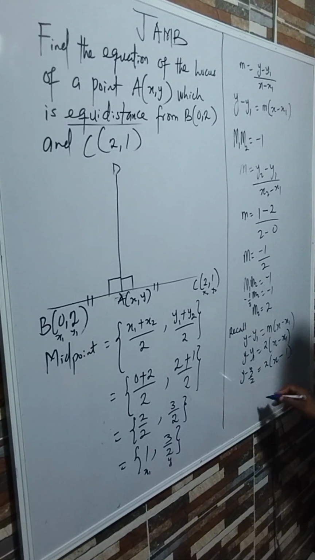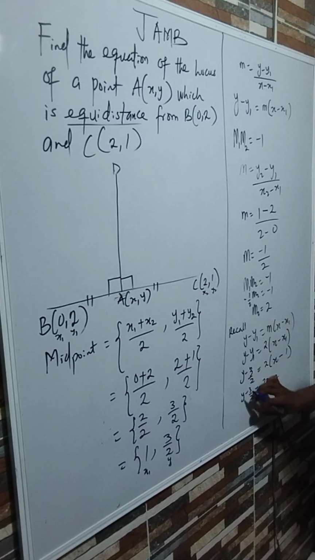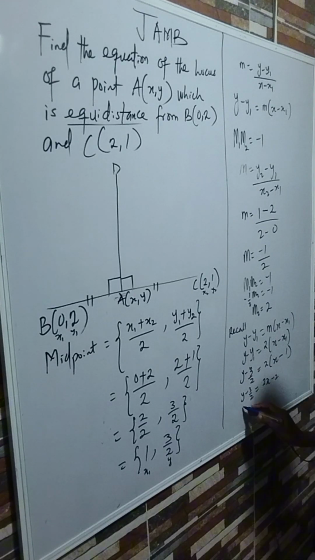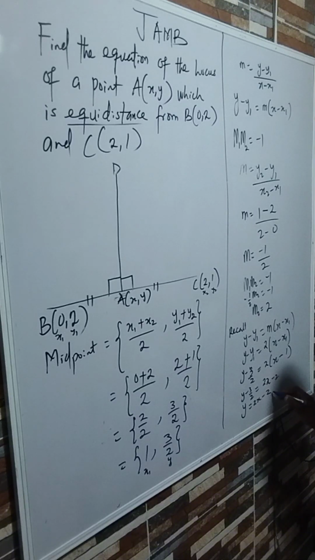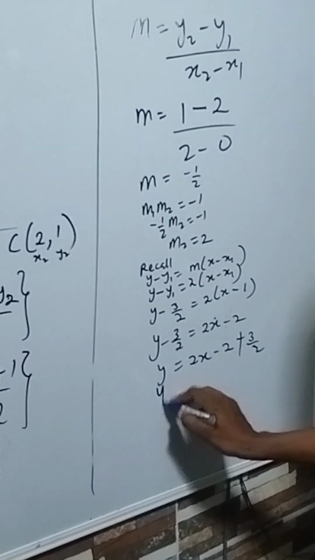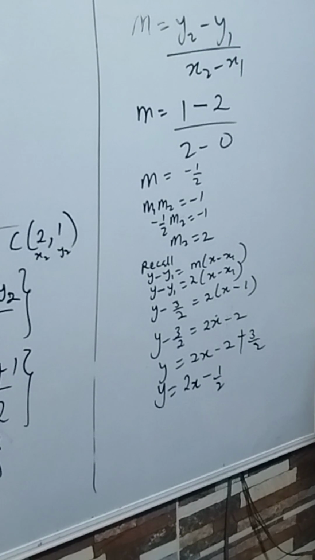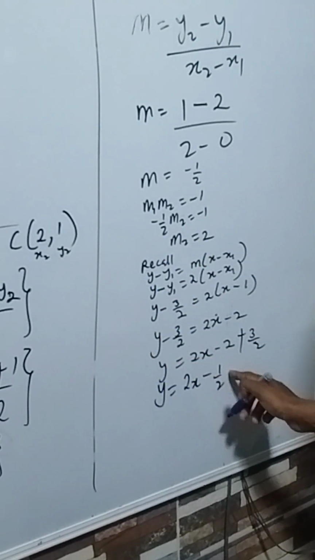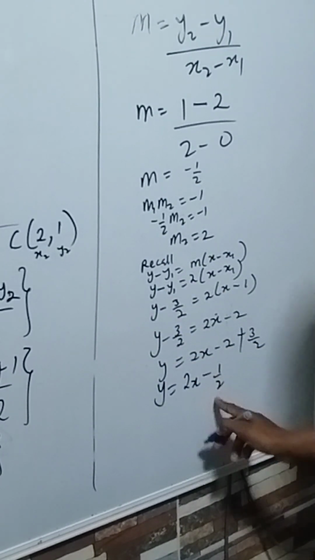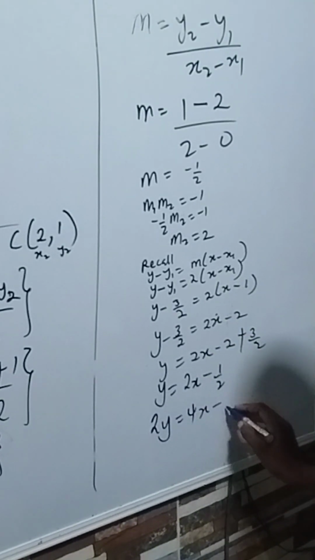You open these brackets. We're having y minus 3 over 2 is equal to 2x minus 2. Take this to the other side. You're having y equals 2x minus 2 plus 3 over 2. So we have y equals 2x minus 1 over 2. You multiply through by this 2, since that is what we have at the denominator. So we are going to be having 2y equals 4x minus 1.